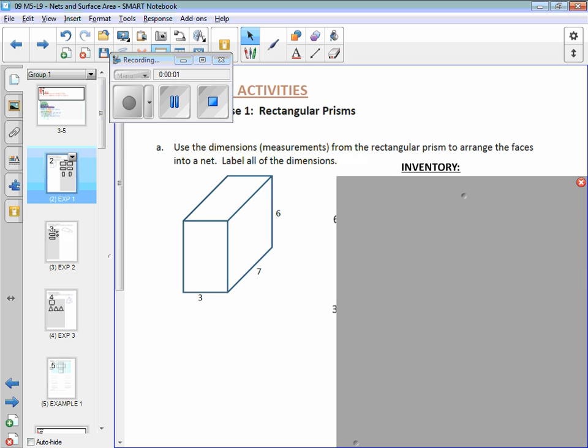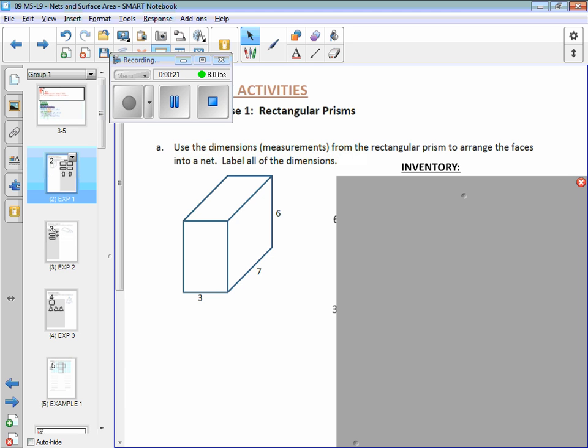What they do is show you the 3D solid, and they give you the dimensions of the length, the width, and the height, and they want you to lay this out as how it would look as a net. When you do this, here's my suggestion, my advice, my strategy.